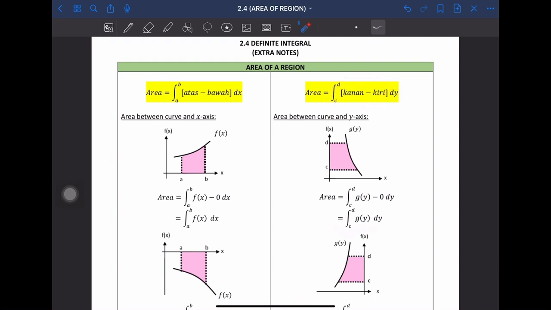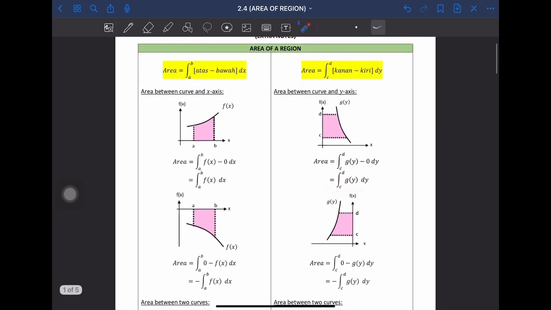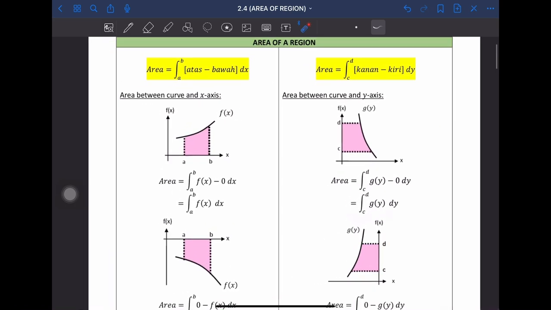So what's the difference? Untuk dx, kita akan pakai formula dia atas tolak bawah. Ingat, untuk dx, untuk value of x, atas tolak bawah. Untuk dy pula, kita akan pakai kanan tolak kiri. So nak lagi nampak, I draw few graphs for you to see. So let's go through the first one.